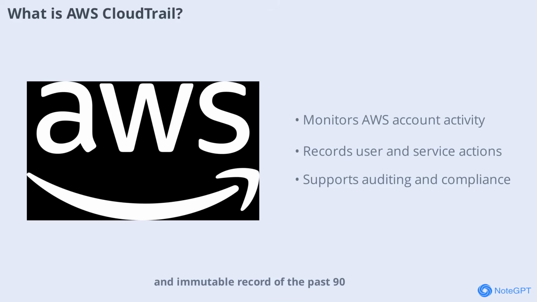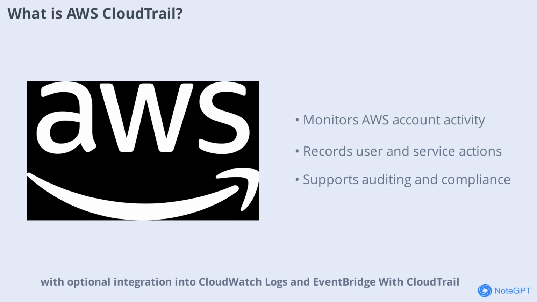Event History provides a searchable, downloadable, and immutable record of the past 90 days of management events in each AWS region. CloudTrail Lake acts as a managed data lake for capturing and analyzing user and API activity, while Trails deliver and store events in Amazon S3 buckets, with optional integration into CloudWatch logs and EventBridge. With CloudTrail, you gain the visibility needed for security, compliance, and operational best practices.